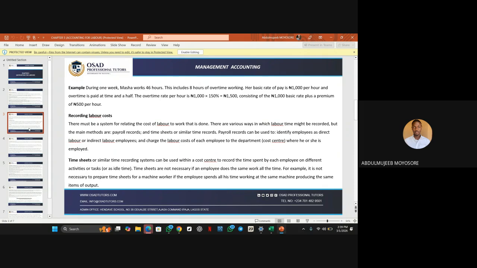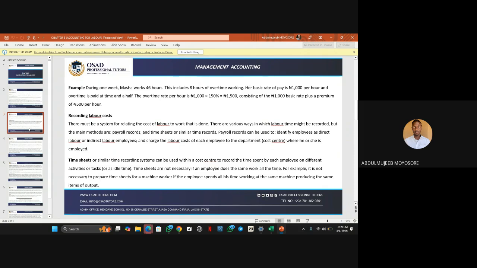Now, timesheets are used within a cost center to record the time spent by each employee on different activities or tasks. You know that there are some kinds of jobs that deal with time. You work 5 hours today, maybe per hour is 1,000 naira, then you know that you have worked 5,000 naira today. Do you get? Yes, sir. So a way of recording this is a timesheet.